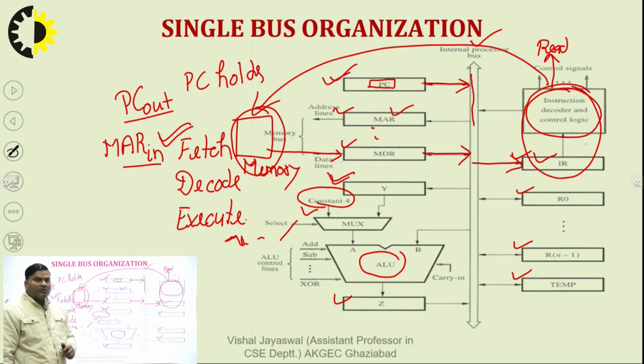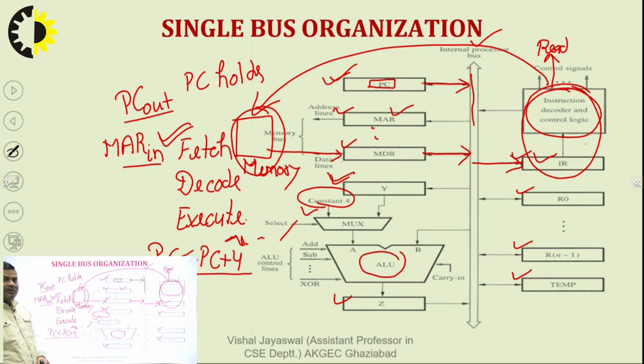So if we want to increment the value of the program counter, then we can say that PC tends to PC plus 4. If we want to increment the value of PC, then we have to perform PC plus 4 in the PC. It means we have to add the constant value 4 to the program counter value.